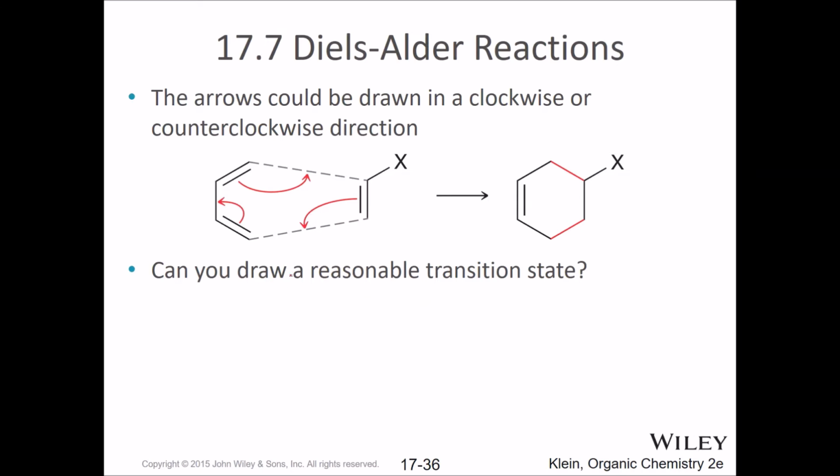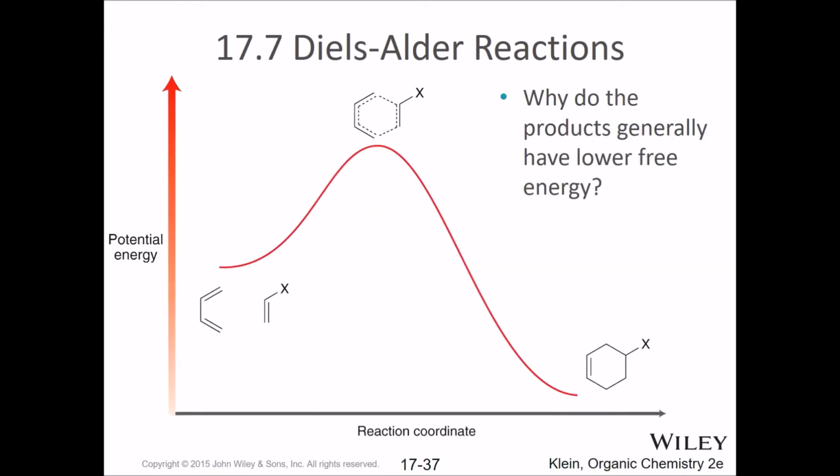So the question for you is, can you draw a reasonable transition state for this? Try to do this without looking at the book. Pause the video and try to draw what a transition state might look like, including formal charges, like partial charges. All right. So we said it was concerted, and since it's concerted, the energy diagram looks like this. You've got a transition state, but no intermediates.